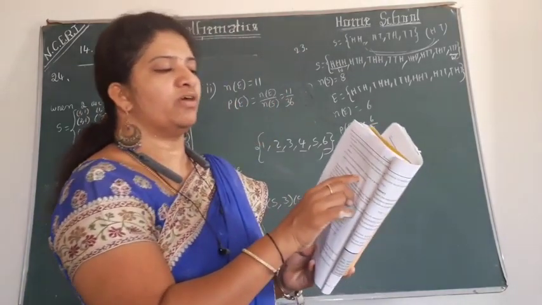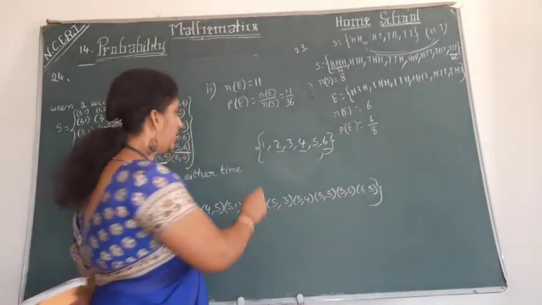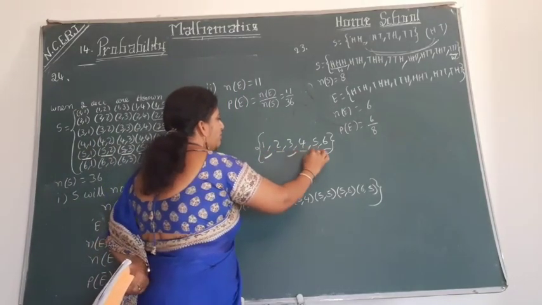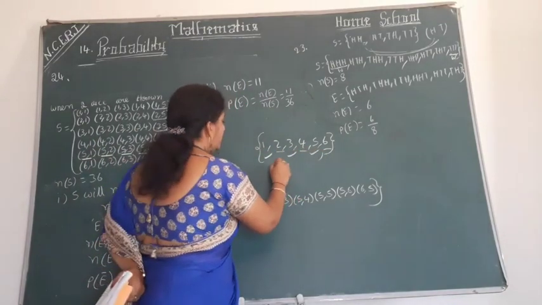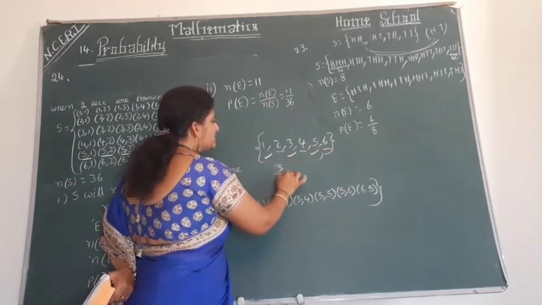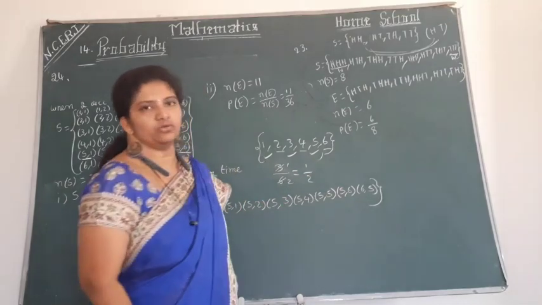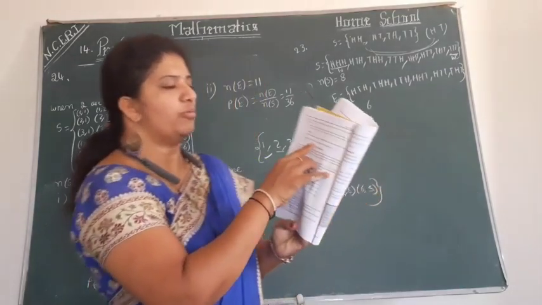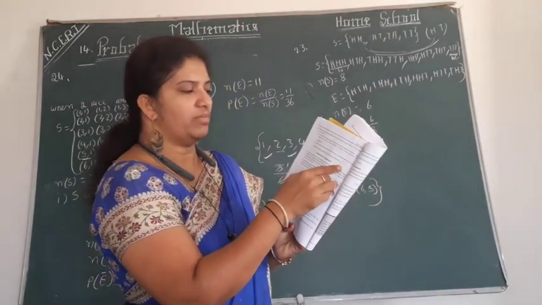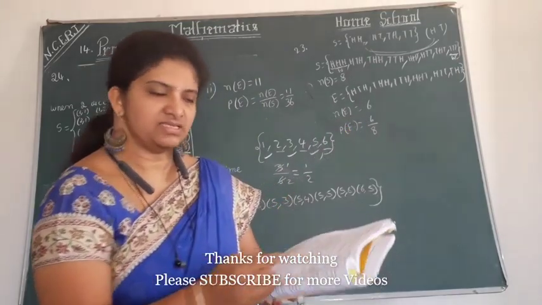Still, let's see here. Therefore, the probability of getting an odd number. Now the chance goes to odd numbers. How many odd numbers do we have? 3. Total number of sample spaces? 6. If you cancel, what are you going to get? 1 by 2. What is the question here? Probability of getting an odd number is 1 by 2. Yes, I agree with this answer.